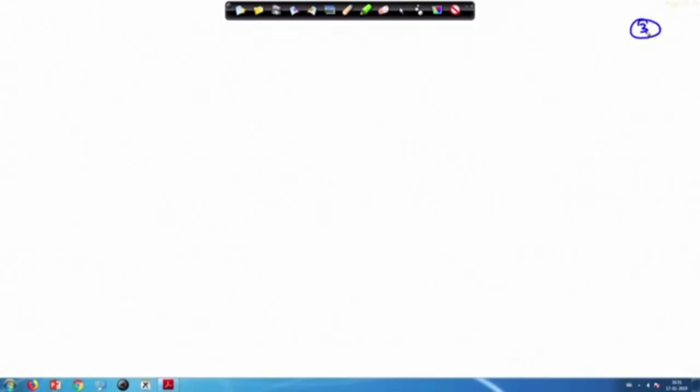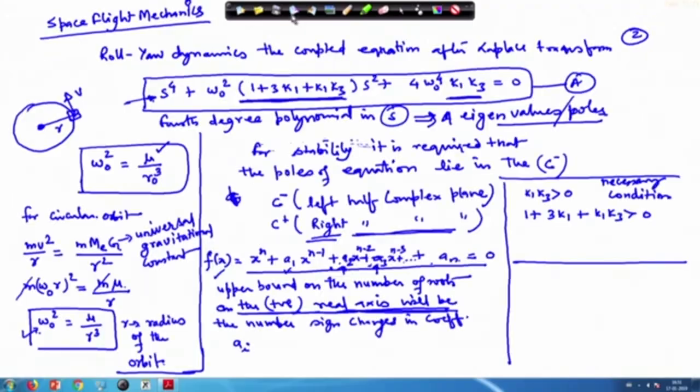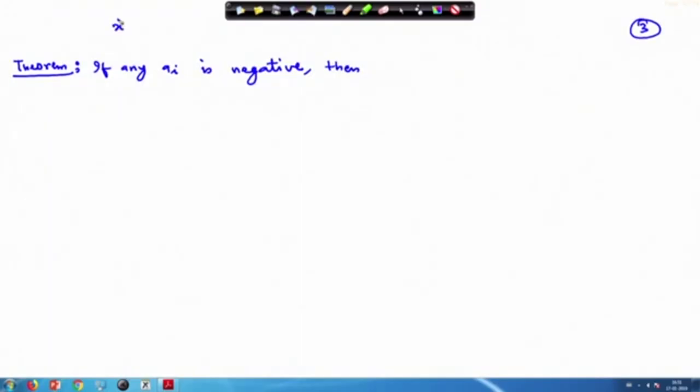So, we can state a theorem on this. If you look here in this particular equation, this is the Laplace transform we have applied to a linear system. The linear system can always be represented in the format x dot equal to A x, where x is a vector.